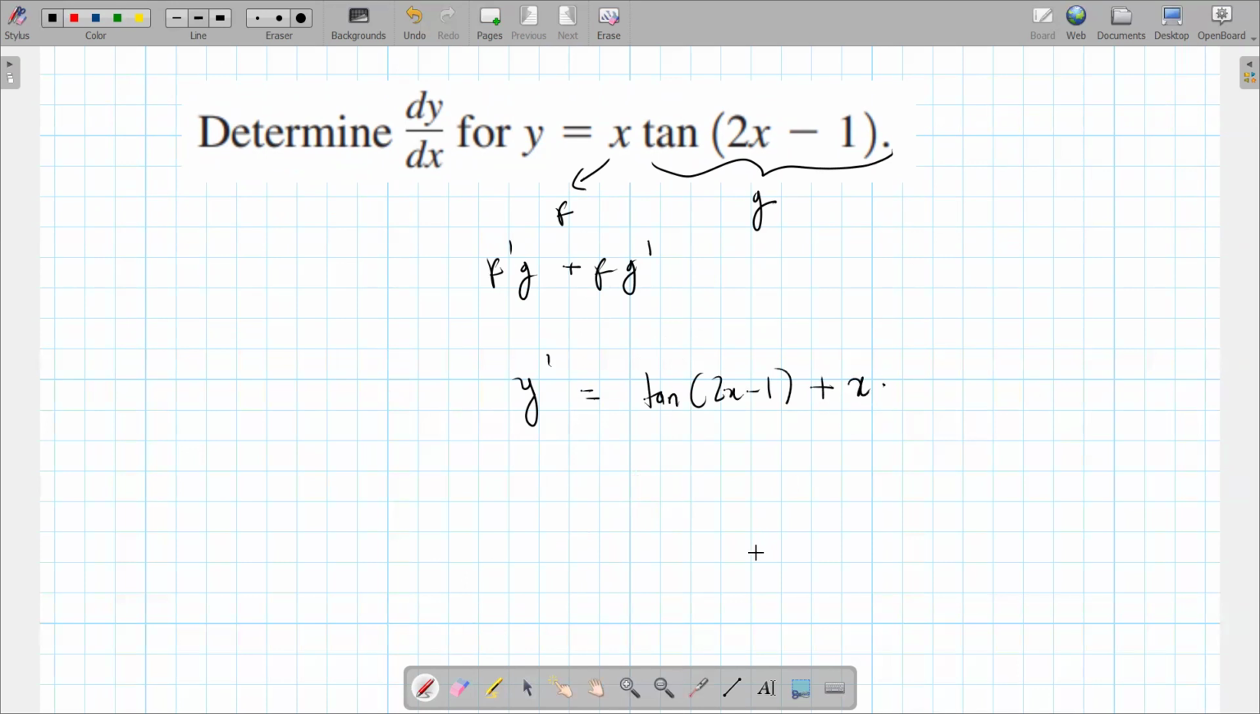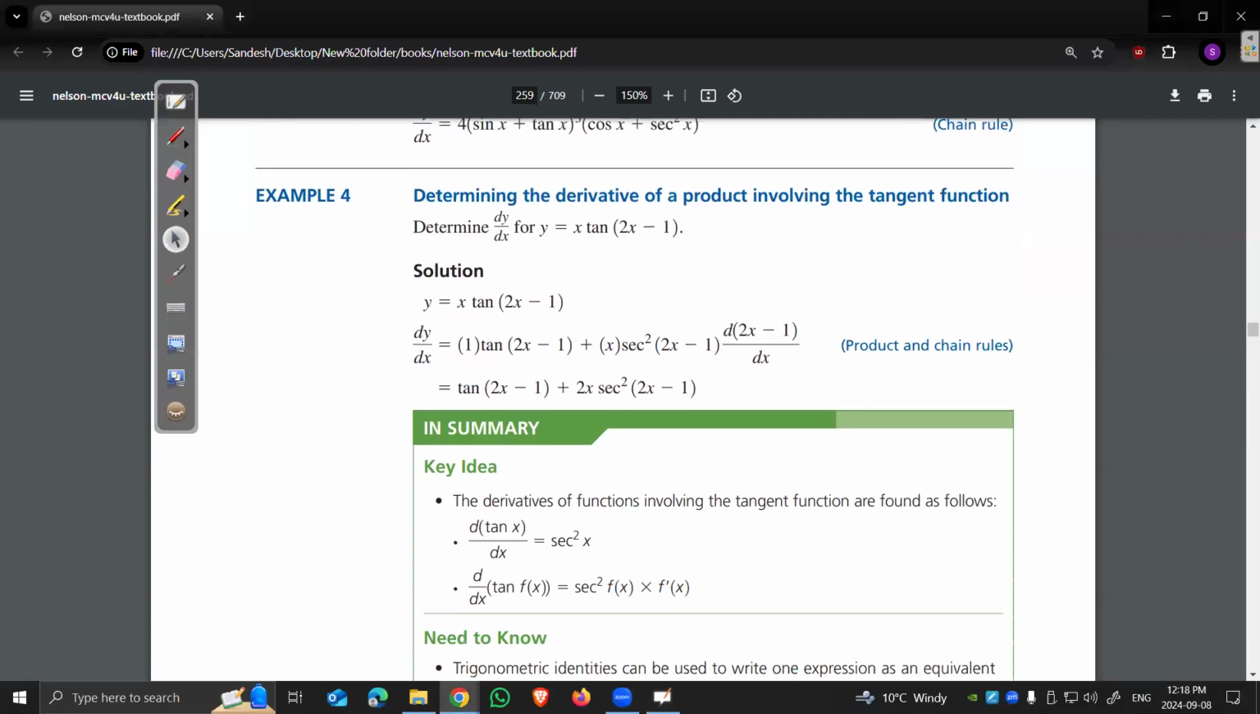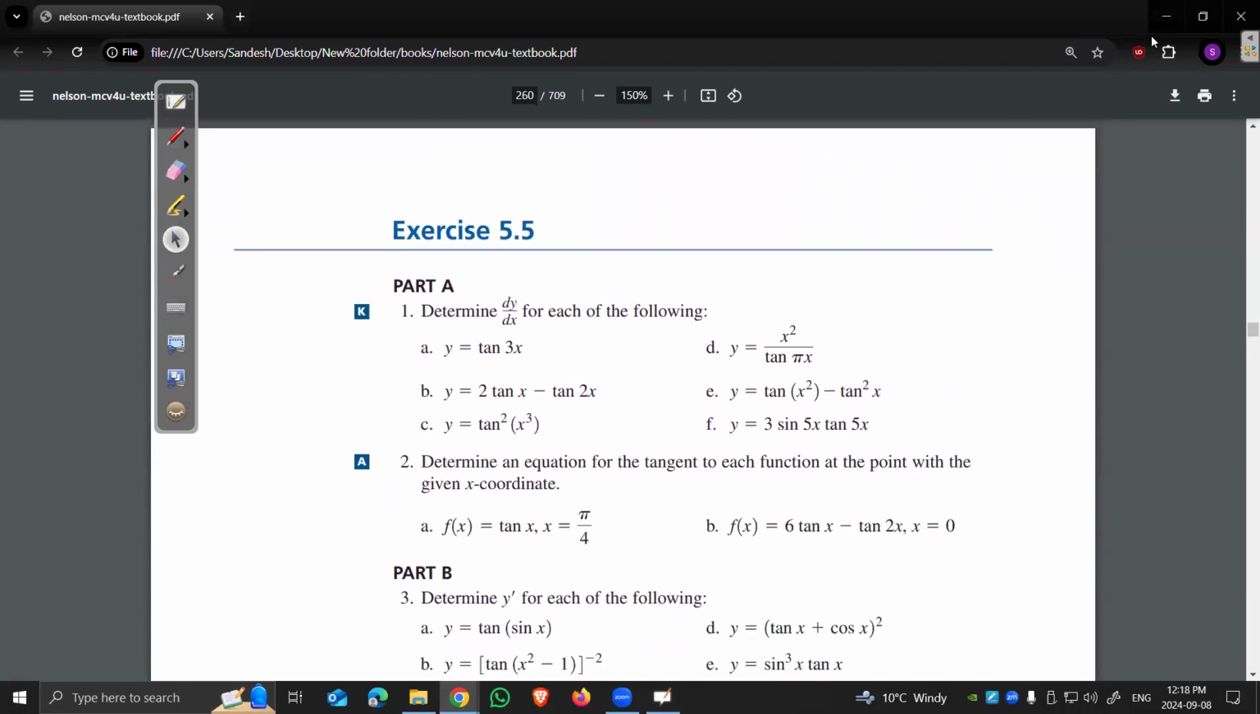What's g prime here? It's secant squared, and then times 2. And that's it, we're done. The only cleanup you could possibly do is maybe move this 2 in the front here. And that's it. That's as far as you can go. You cannot take this common. Remember, these are angles. You cannot pull them out. And that's it. That's tan. Easy peasy.